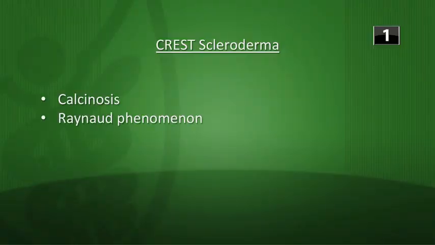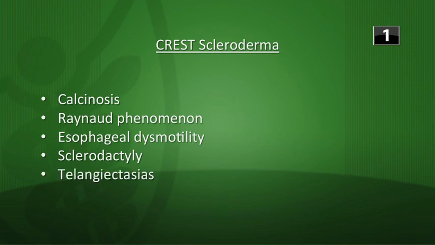It's time for the 3-question warm-up for Renal 1. Let's get going. What are the manifestations of CREST scleroderma? So remember, CREST stands for something. It stands for calcinosis, Raynaud phenomena, esophageal dysmotility, sclerodactyly, and telangiectasias.